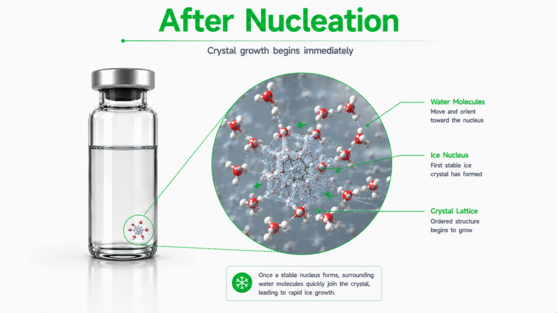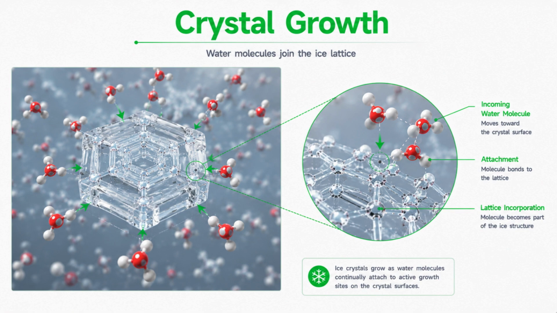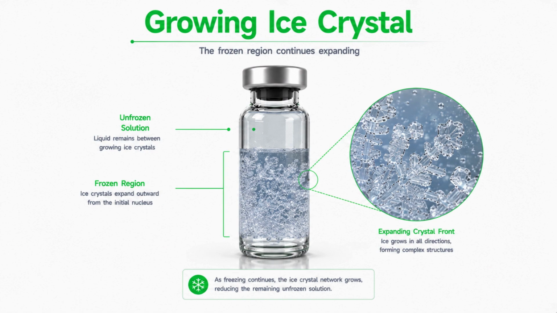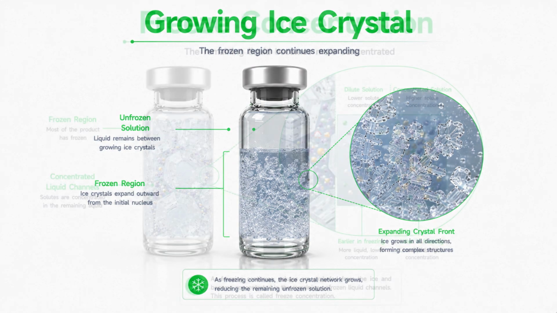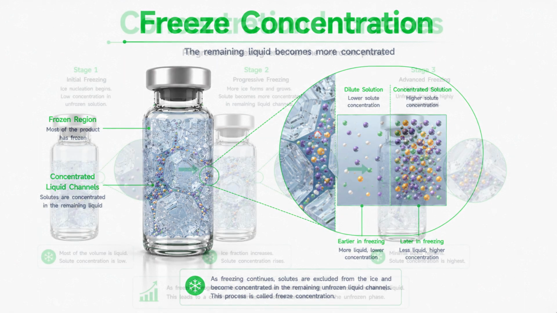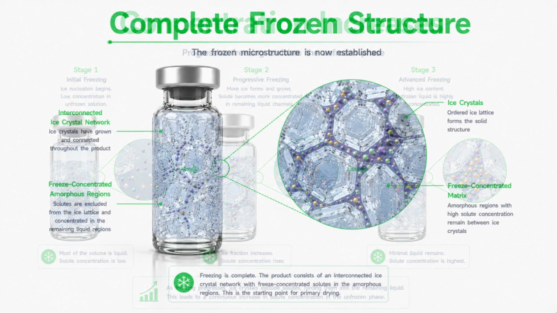Once nucleation has occurred, crystal growth begins immediately. Water molecules continue attaching to the growing ice lattice, causing the crystals to expand throughout the solution. As ice forms, dissolved solutes cannot enter the crystal structure. Instead, they are pushed into the remaining unfrozen liquid. As freezing progresses, this liquid becomes increasingly concentrated until the entire product is frozen.